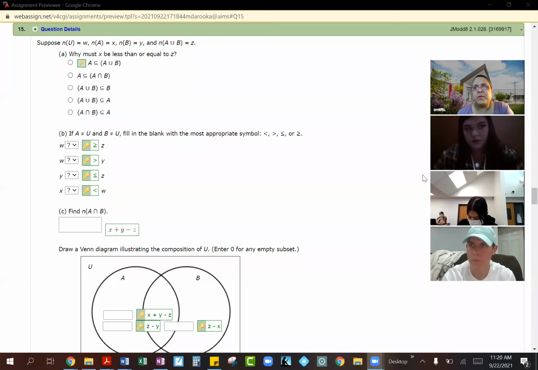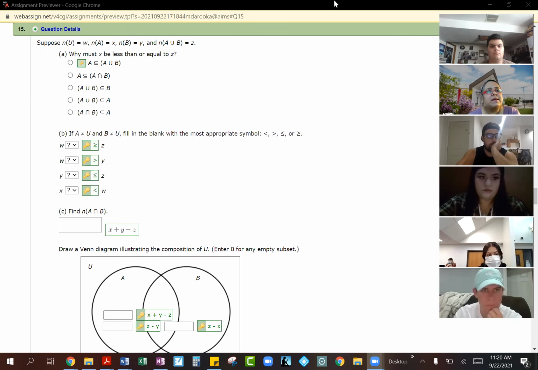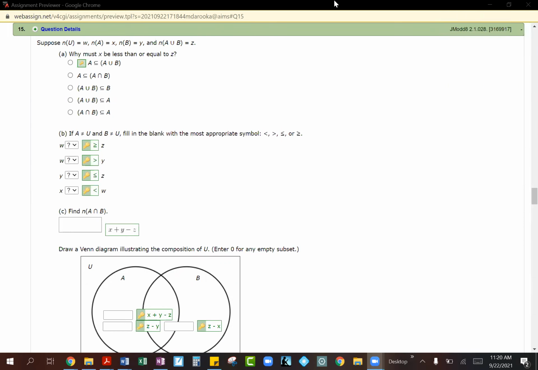Your example, something might be turned around a bit. It could be switched around, but I think the general setup should be the same. So this is number 15 from section 2.1. Alrighty, so they are saying, suppose you're... oh, okay, I know what problem this one is.